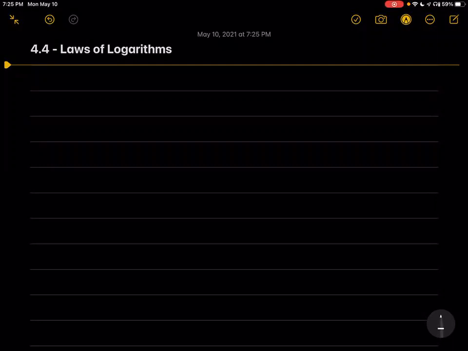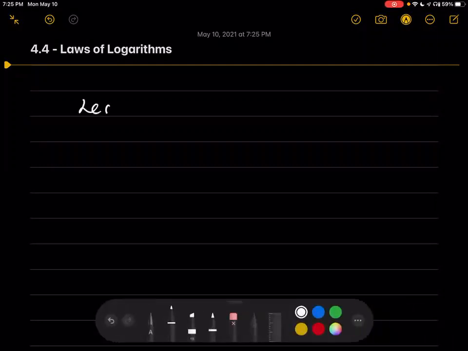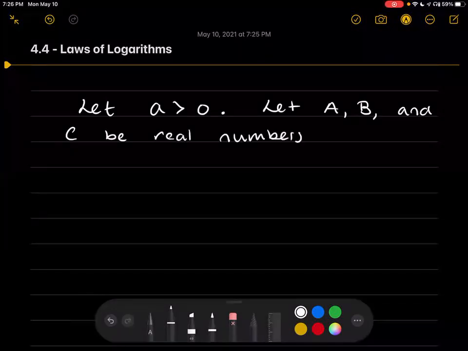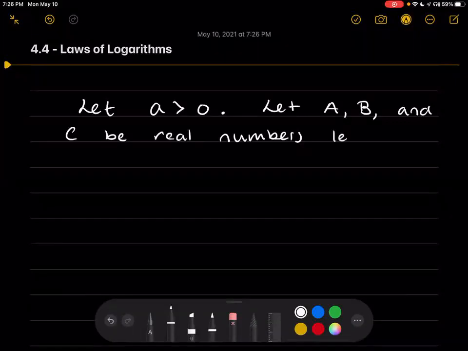So without further ado, we're going to let a be some positive real number. And then just for stating the laws, we're also going to let a, b, and c be real numbers. And just for things to work out correctly, we're going to let a be greater than 0 and b be greater than 0. That way we can plug a and b into the logs.